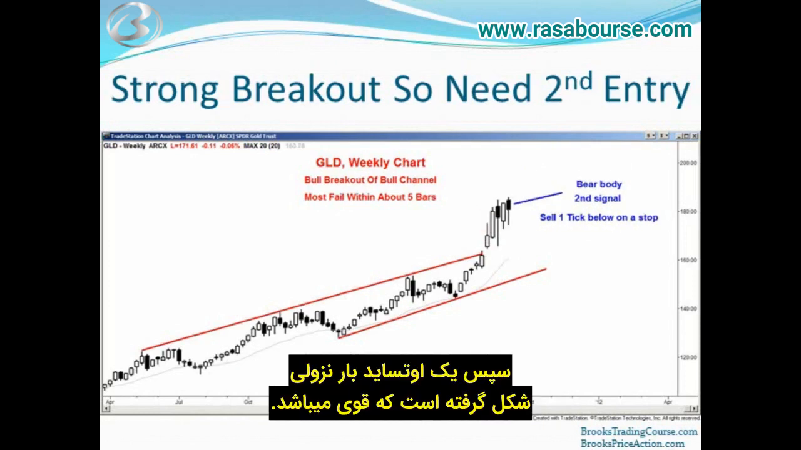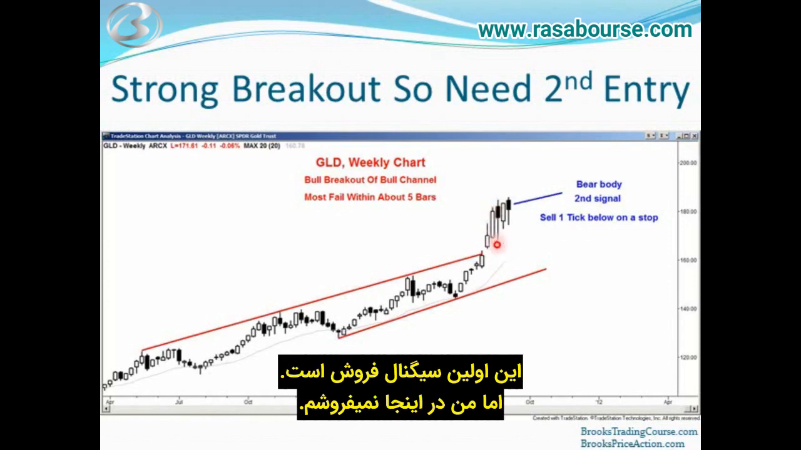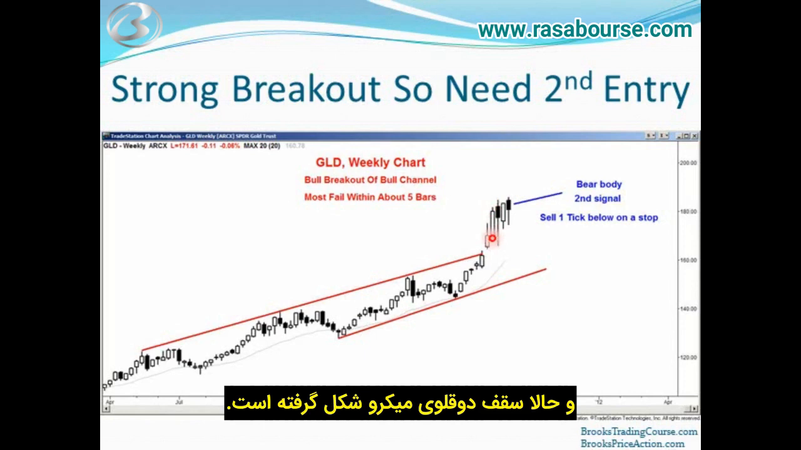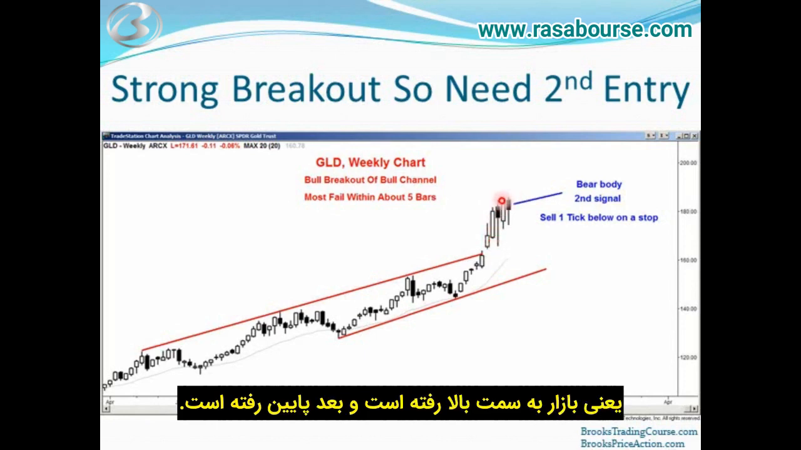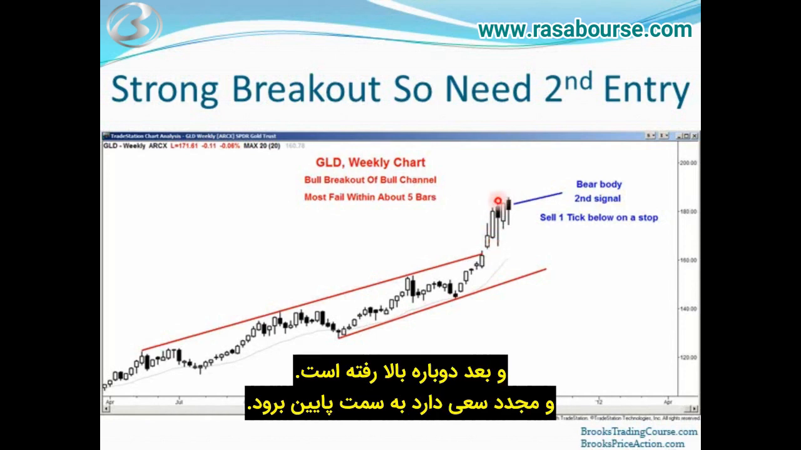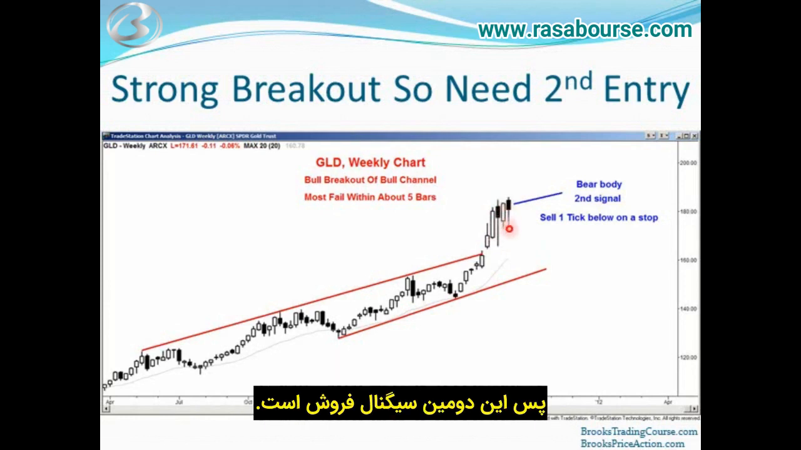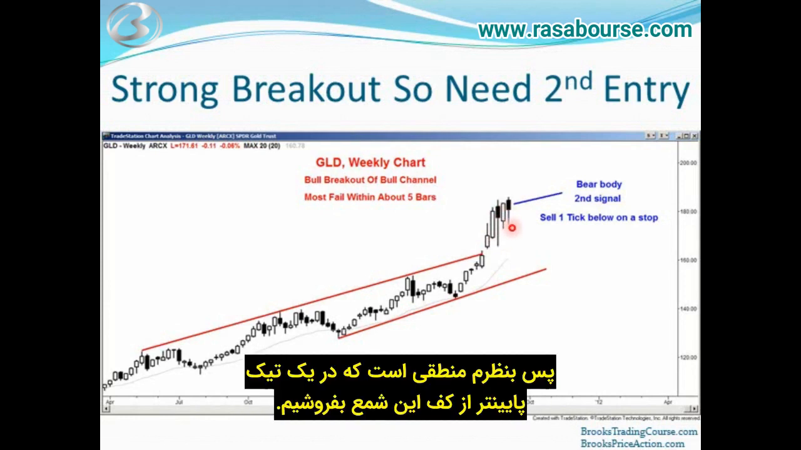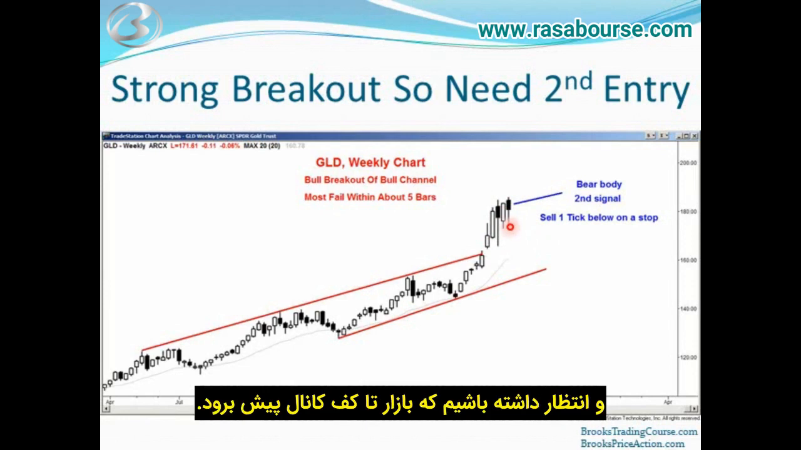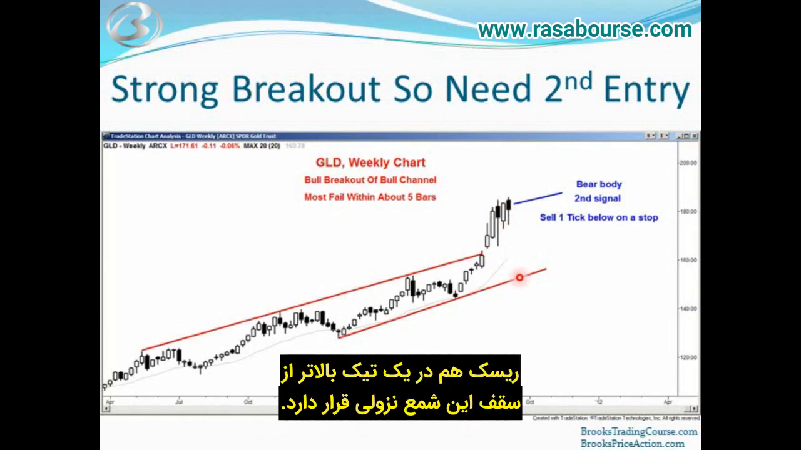Alright, so we had a strong outside down bar, and that would be the first signal, but I would not take it. And now we have a micro double top. Okay, the market went up and down, and then up and trying to go down again. This would be a second signal short. So I think it's a reasonable trade to sell 1 tick below its low and go for a test of the bottom of the channel, risking to 1 tick above the high.